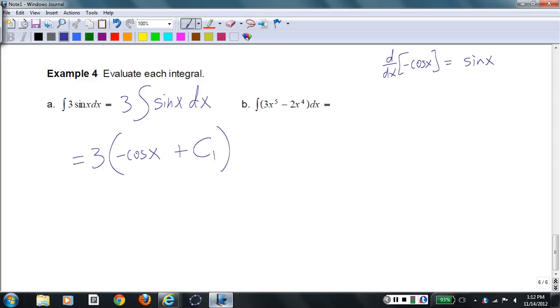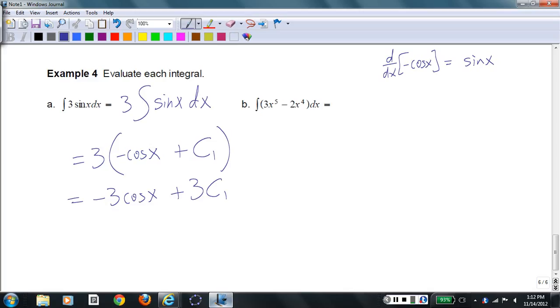So I put a constant of integration there, and there are going to be a couple different constants of integration in this problem, so I'll denote the first one that I run across as c sub 1. Of course, we would want to distribute the 3 across the parentheses. There's no need to leave this in parentheses like this. So I'm going to say this is negative 3 cosine x plus 3 c sub 1.